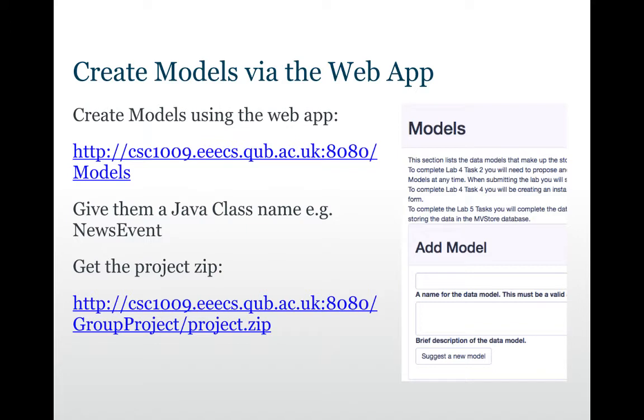So I've already demonstrated in other lectures how you can create models to create these Java classes. There's a link on the web app, and you just give it a Java class name, and you end up with a class. Its only detail is that it implements serializable, and then you just put some public members into that.